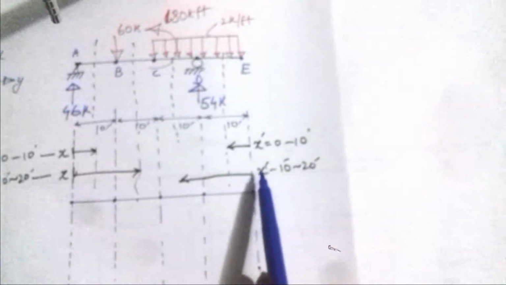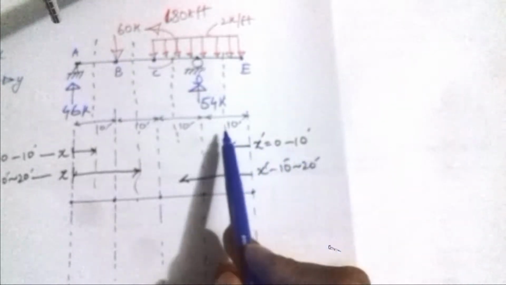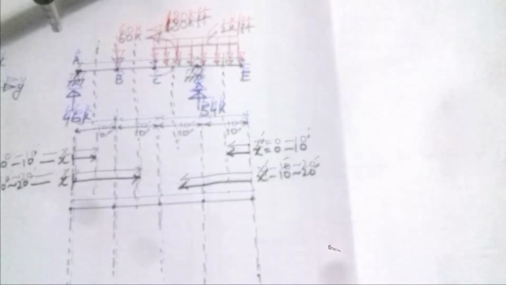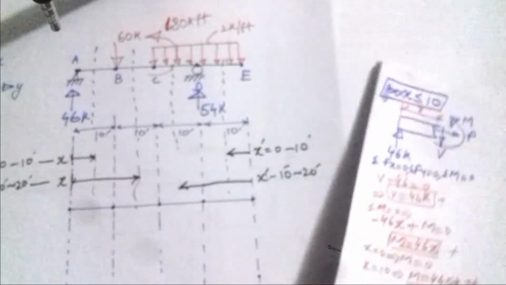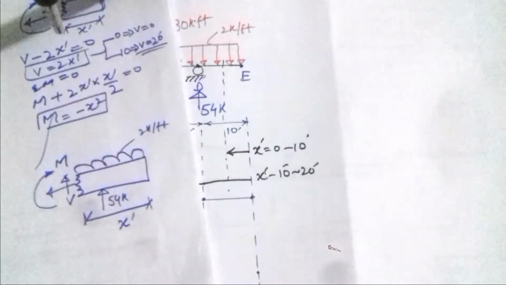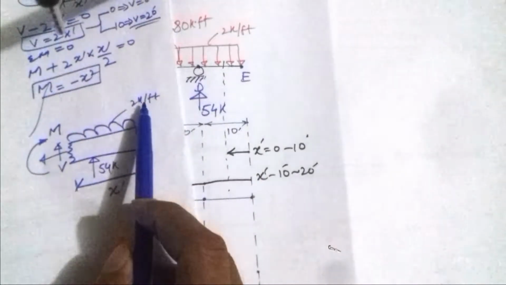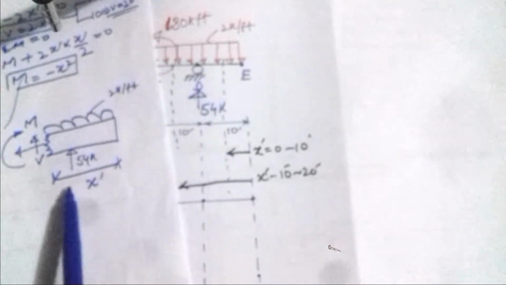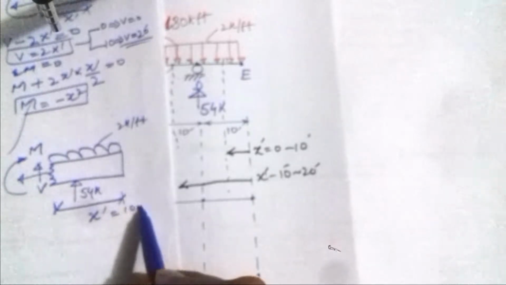Now the fourth section. The fourth section is when x dash is from 10 feet to 20 feet. So let's draw its diagram. For the last segment I have drawn the section diagram, and here it is. You can see here the 2 kip per foot UDL, and here is the reaction force 54. So the length is x dash, and x varies from 10 to 20.